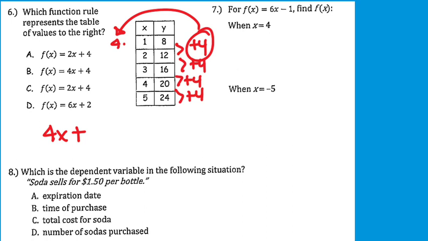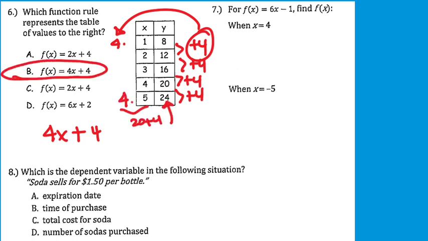If I multiply the first x value by 4, I get 1 times 4 is 4, and to get to 8, I add 4. And that's exactly what it says to do on letter B. So I could check it again. I'm going to check it with the last one, which is 4 times 5 is 20, and plus 4 is 24. So yes, I know B is the correct function for these values in the table.